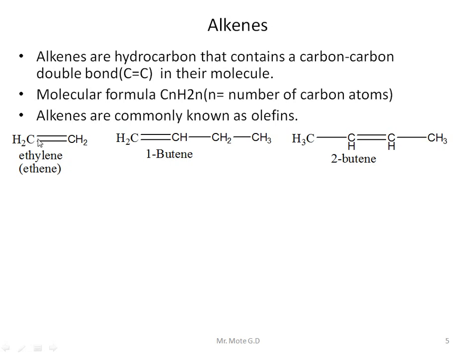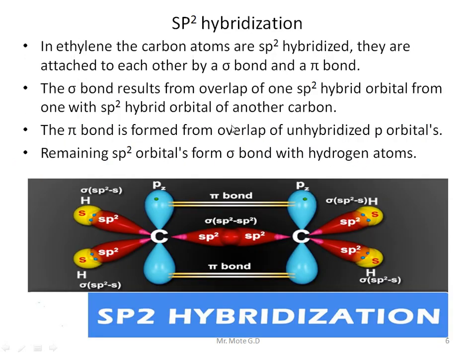Ethylene has 2 carbon atoms, bonded to each other by a double bond. Then butene has 4 carbon atoms. If the first and second carbon atoms are bonded by the double bond, we call it 1-butene. Then 2-butene means the double bond is present at the second and third carbon atoms. Then we will have the sp2 hybridization of ethylene. So ethylene contains sp2 hybridized carbon atoms.